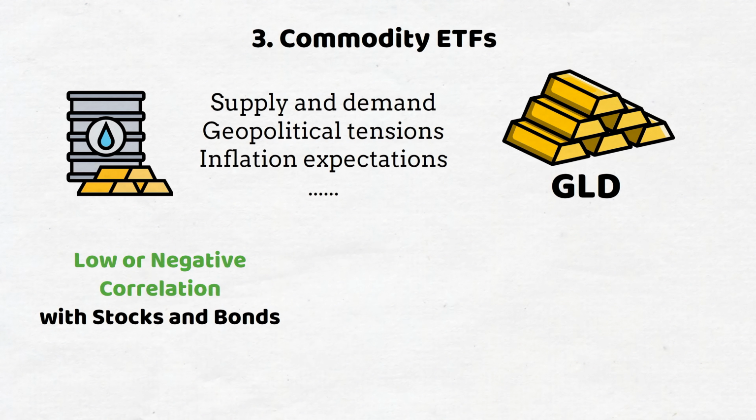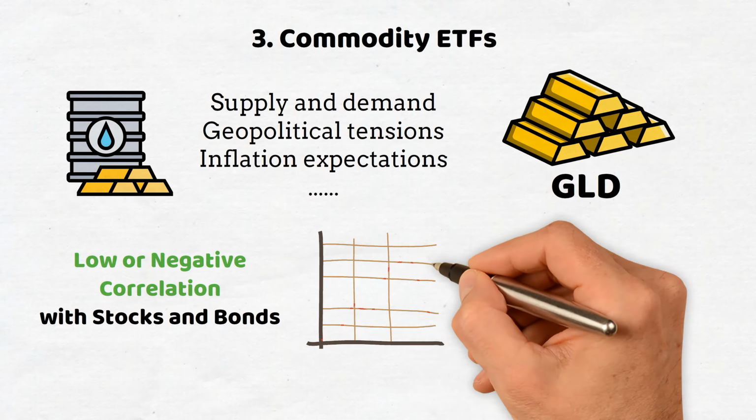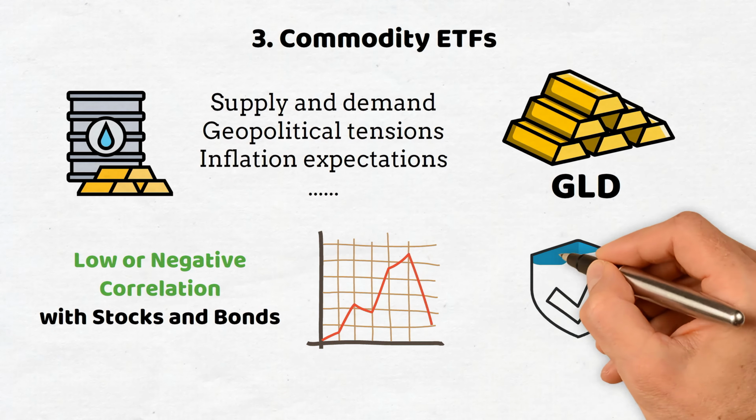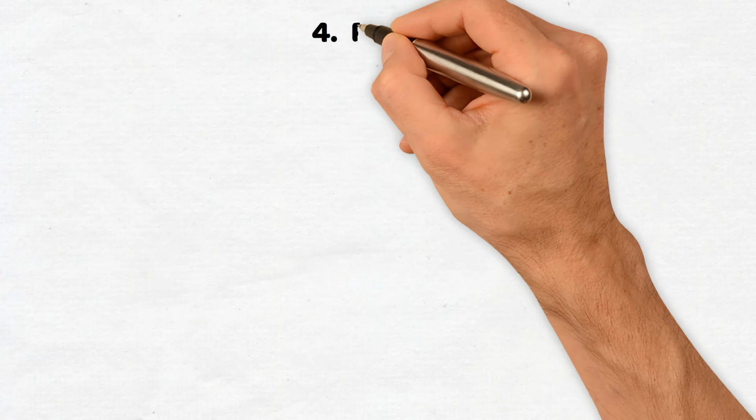Adding some commodities to your portfolio can improve diversification. That said, commodity ETFs can be quite volatile themselves, so they're not ideal as a core holding. But in times of crisis or extreme market stress, they can act like insurance, offering valuable protection for your broader portfolio. Next, we have REITs, real estate investment trusts.